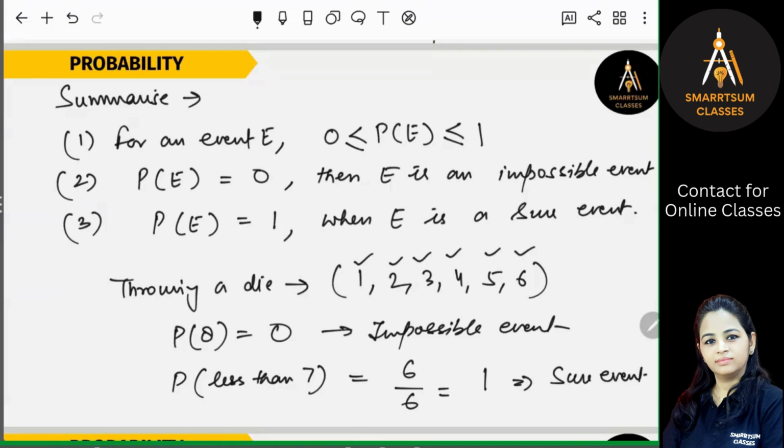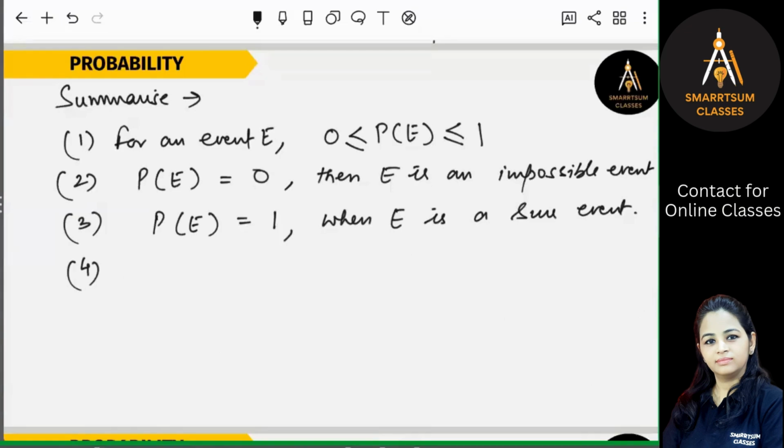Are you getting that? What is the meaning of sure event and impossible event? If the probability of any event is 0, that means that event is impossible to happen. And if its probability is 1, that means that event is surely possible, right? It will happen for sure. I hope you have understood this. Yes or no?